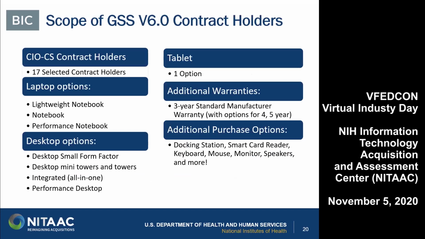We have 17 pre-selected contract holders from the CS contract, and they will help you purchase most likely laptops, desktops, and tablets. Also, you can get some of the peripherals such as warranties and docking stations, all the things that you need in order to move forward with your laptops and desktops. And again, this is a subset of the CS contract, and it's a very streamlined process. Anything you need to order with competitive prices. Next slide, please.